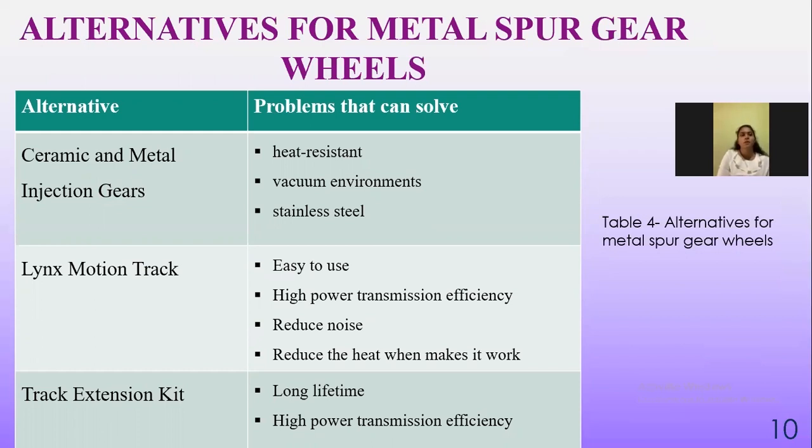First, we replaced the materials with things like the Linear Motion Track extension kit. Linear Motion Track has some problems it can solve, such as being easy to use, high power transmission efficiency, and reduced noise and heat. Not only that, the track extension kit can solve problems such as long lifetime and high power transmission efficiency. But we couldn't find a suitable solution for our problem.